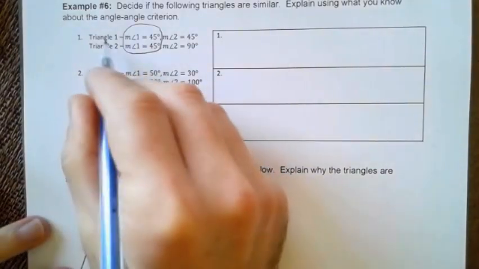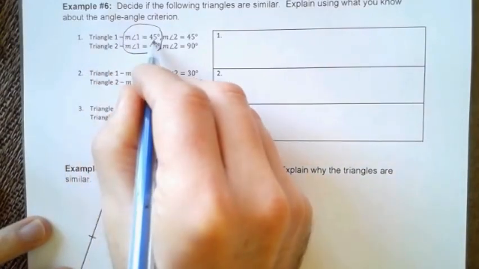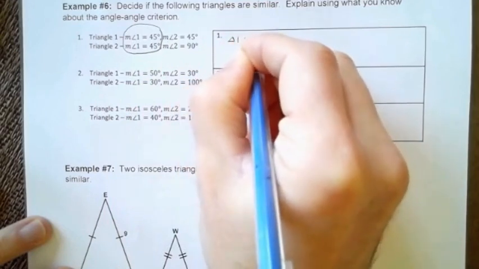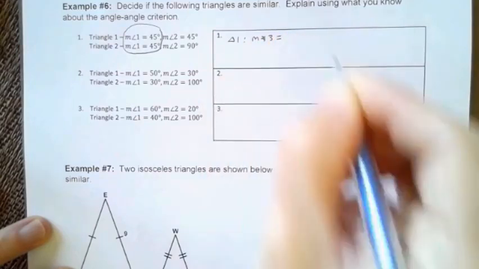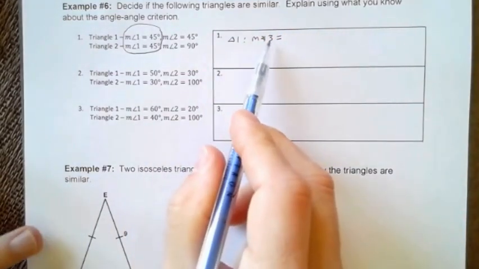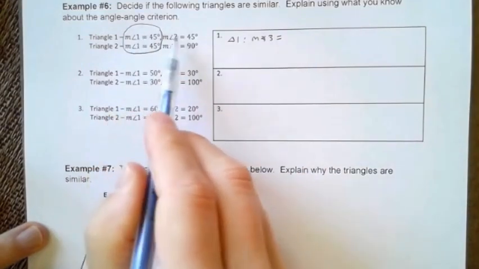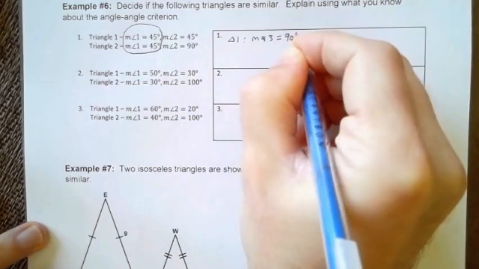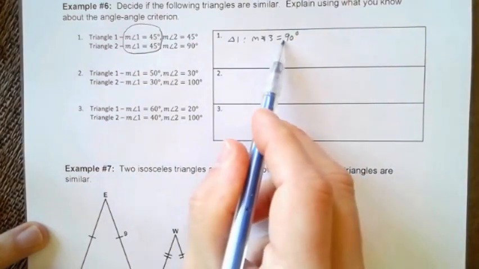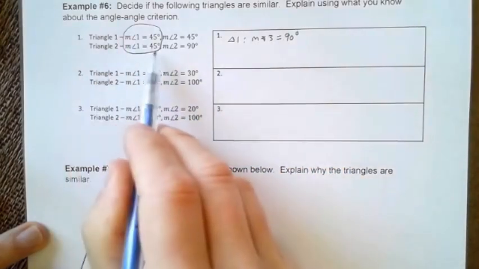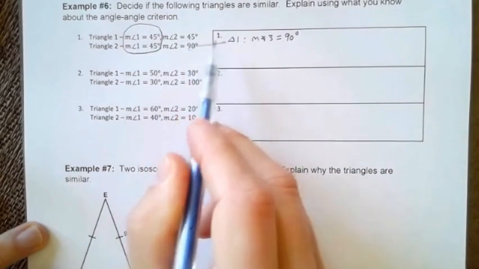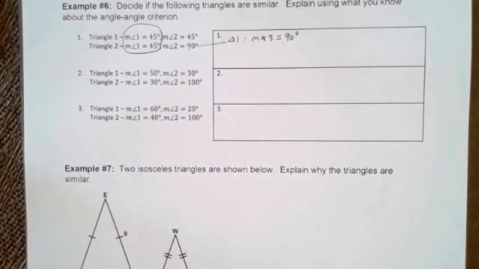So if I think about my triangle number one, angle one is 45 degrees, angle two is 45 degrees. Well, what is the measure of angle three? Since all three angles have to add up to 180, 45 plus 45 is 90, and 180 minus 90 is 90 degrees. So angle three in triangle one is 90 degrees. And if I look over here at triangle two, angle two is 90 degrees. So that would be another pair of congruent angles in my two triangles. Okay, so that's enough for me to know that yes, these two triangles are similar.